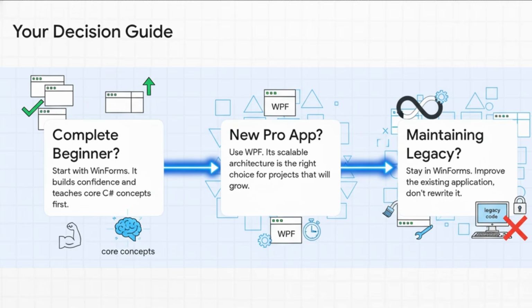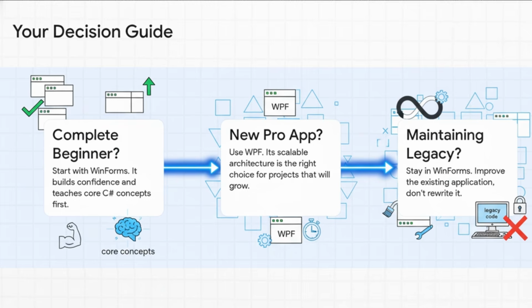Once you have shipped something in WinForms, WPF will make significantly more sense because you will understand what problems it's solving. If you are building a new desktop application professionally in 2026, a client deliverable, an internal enterprise tool, a commercial product, use WPF. The theming system, data binding, resolution independence, and scalable architecture make WPF the right choice for anything that will grow over time or be used on modern hardware. The higher upfront learning cost pays back quickly on any project with more than two screens.